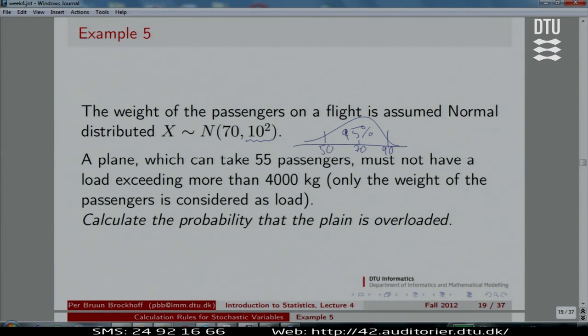Now, here's the situation. We have a plane that takes 55 passengers. There is a limit to the weight. That's the situation. It cannot have more than 4,000 kilos. And for now, the only thing we take into account is the weight of persons. We ignore everything else. So just as a starter of trying to make some considerations here. Calculate the probability that the plane is overloaded, that we have a problem.